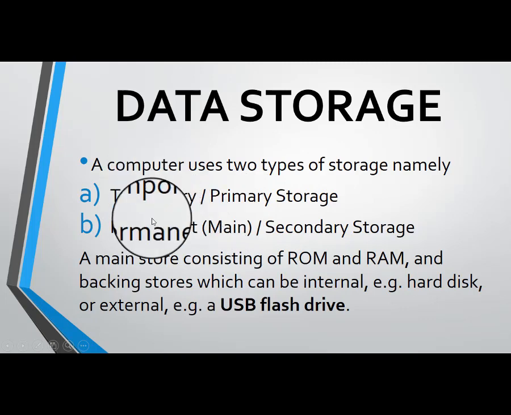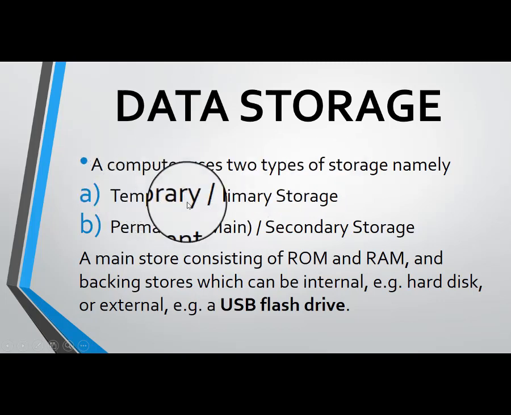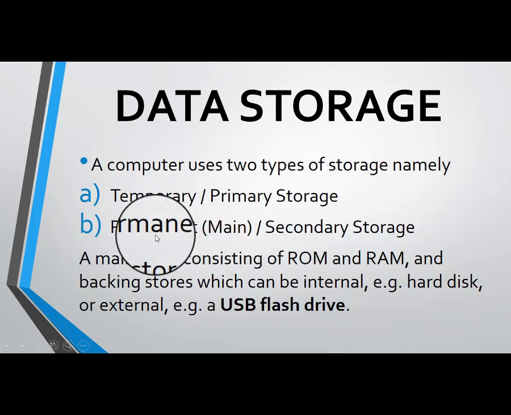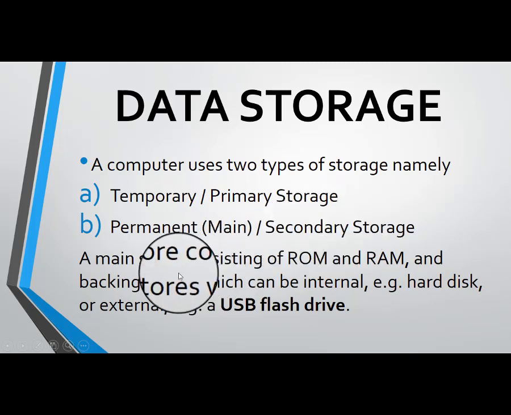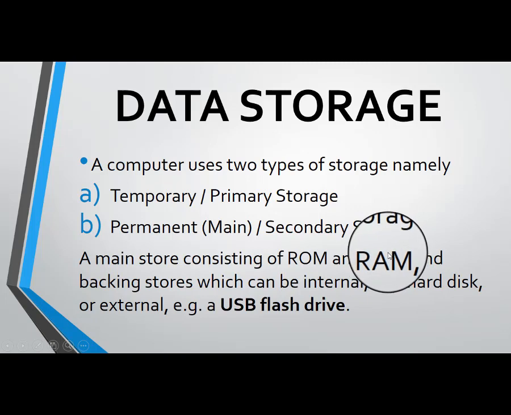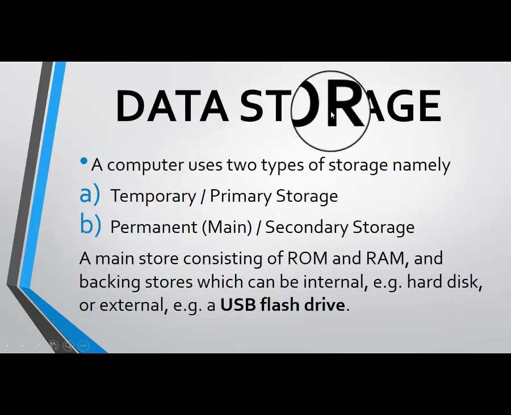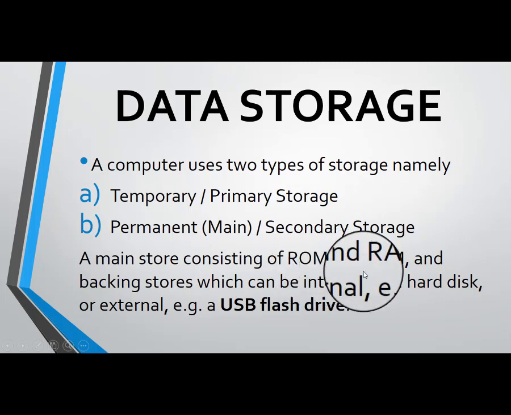Later in our lessons, we are going to be discussing the temporary and permanent storage in more detail. But what you should know is that a computer has two specific types of storage. One is temporary or primary storage, and the other is permanent or secondary storage. The main store consists of ROM and RAM. Here we are not trying to differentiate or group these items, the ROM and the RAM, but we are trying to talk about data storage. What is it that the computer would keep? So a main store consists of ROM and RAM.